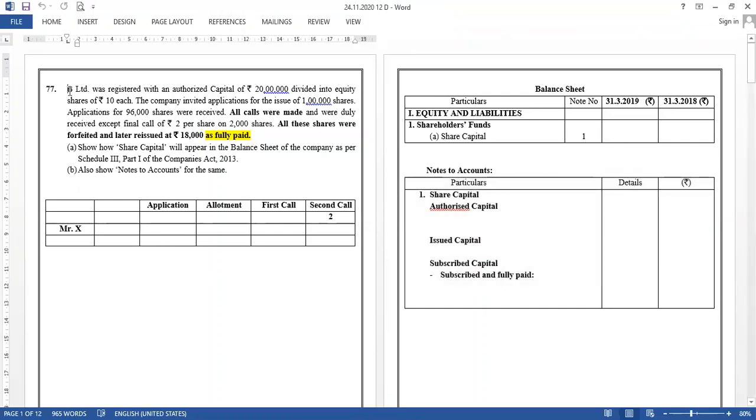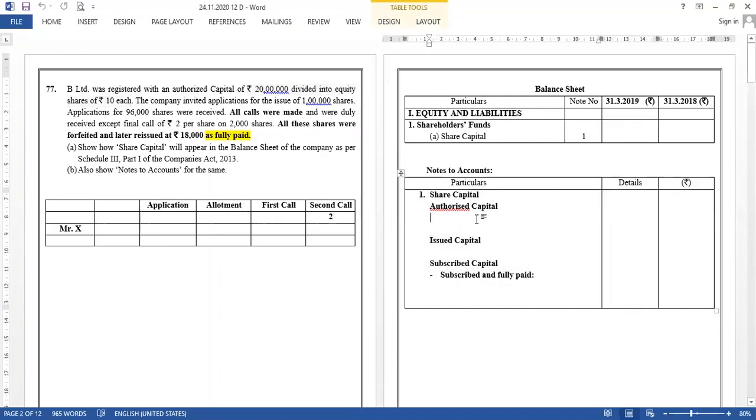Let us start with B Limited was registered with an authorized capital of rupees 20 lakh divided into shares of rupees 10 each. Okay, rupees 20 lakhs, right? ये ध्यान देना है. And divided into shares of 10 each. So it's easy to calculate, 2 lakh shares, right? 2 lakh equity shares of rupees 10 each. Okay, this will be 20 lakhs.